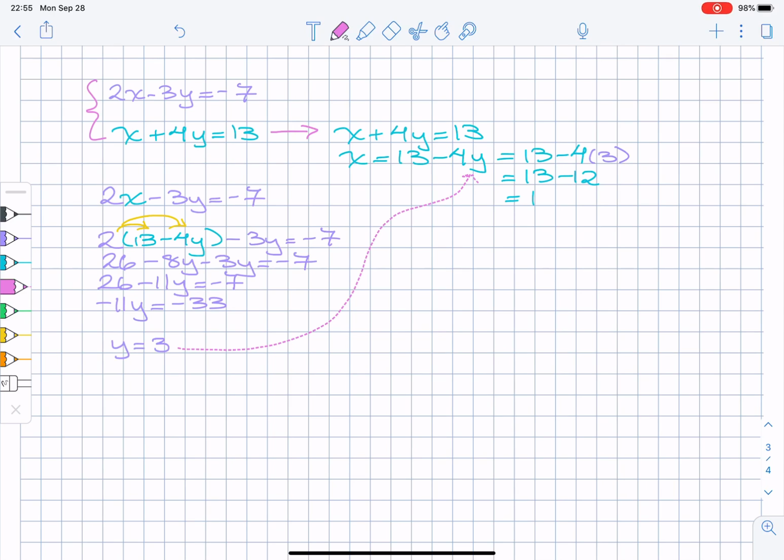So if x is 1, then the point is 1 comma 3, x comma y. That is the solution. So this is a consistent and independent solution.